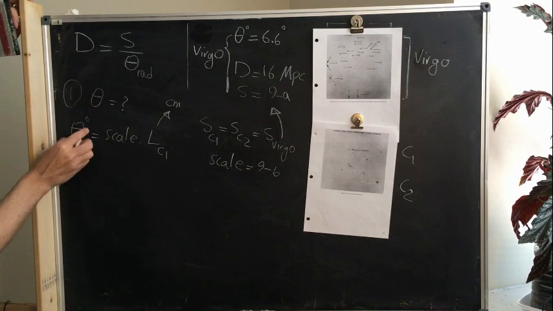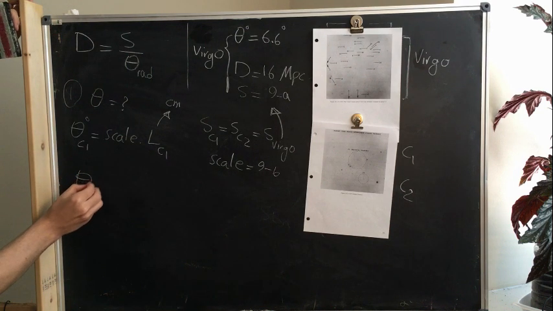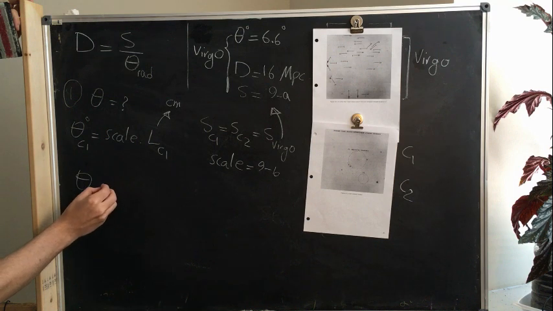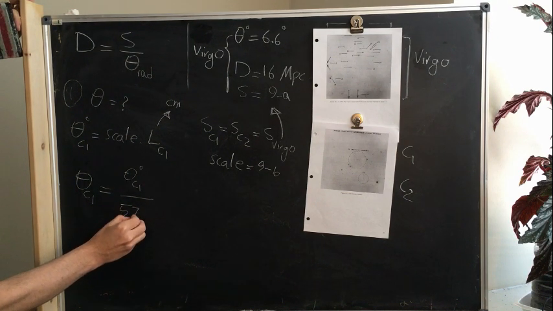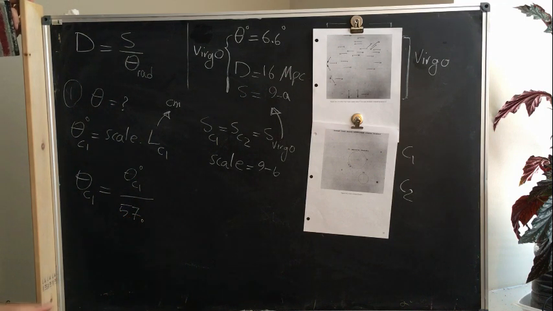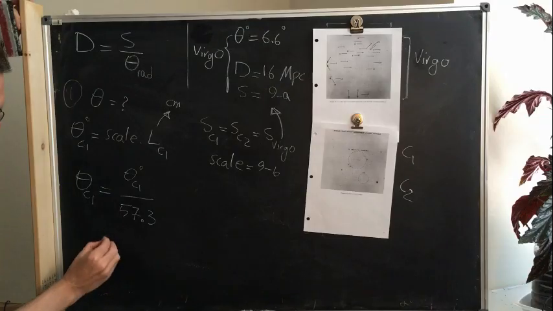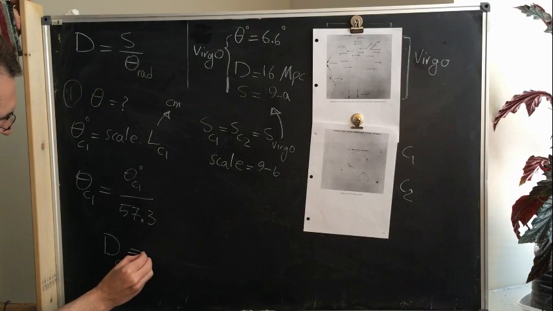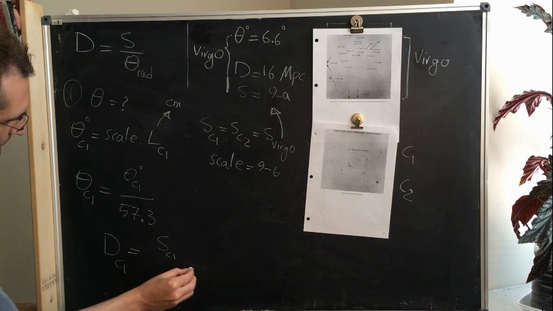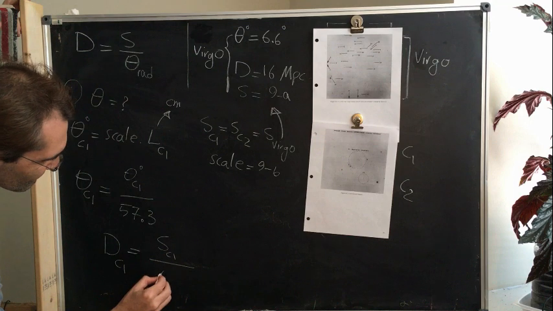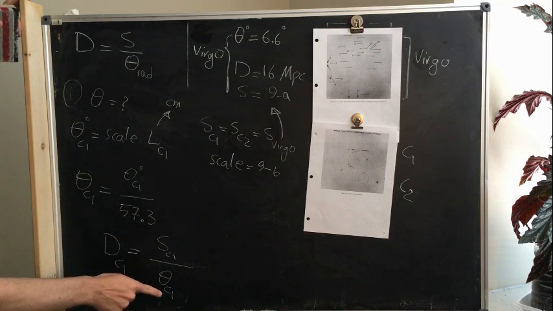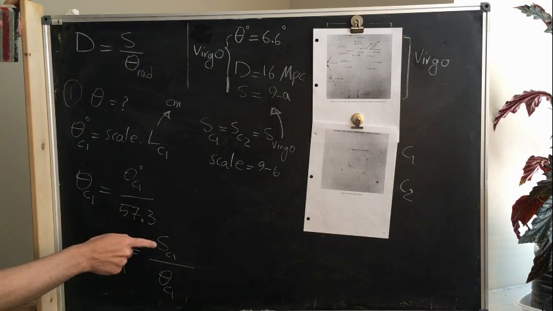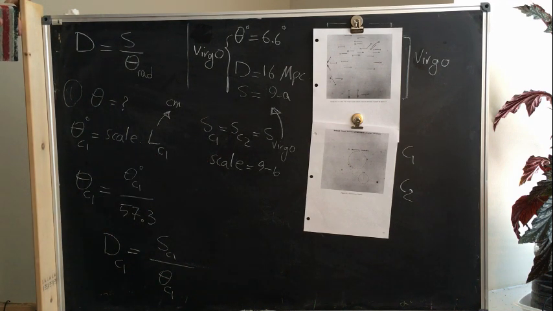Now we have theta, but this theta is in degrees. Again, we have to convert from degrees to radian. Theta C1 in radian is equal to theta C1 in degrees divided by 57.3, the same number all the time. And now we have this number in radian. Using this number, we can calculate the distance. Distance is S divided by theta. Theta is here, and S is the same number for Virgo and for C2.